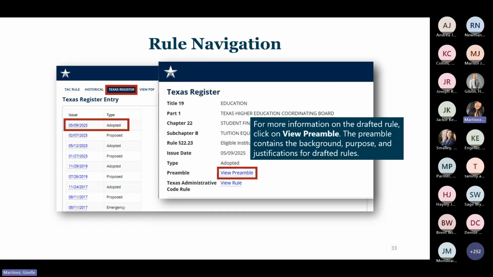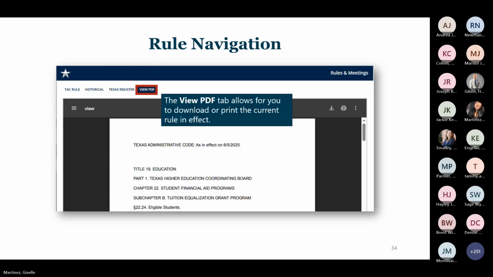And to view more information on a drafted rule, click on the View Preamble link under the specific rule you are viewing. The preamble contains the background, the purpose, and the justification for drafted rules. And the last tab in each rule is the View PDF tab. This allows you to download or print the current rule in effect.